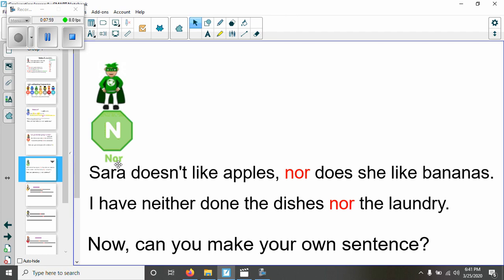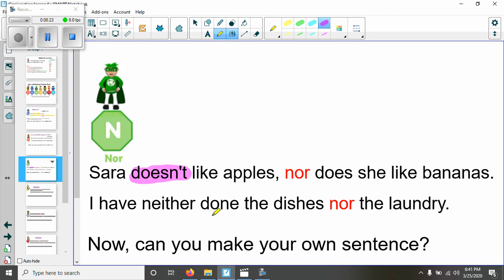So here the word I have is doesn't, right? It's in the negative form. She doesn't like apples. So never ever put or here. It should be nor. She doesn't like apples, nor does she like bananas. Okay, let's see the next one.